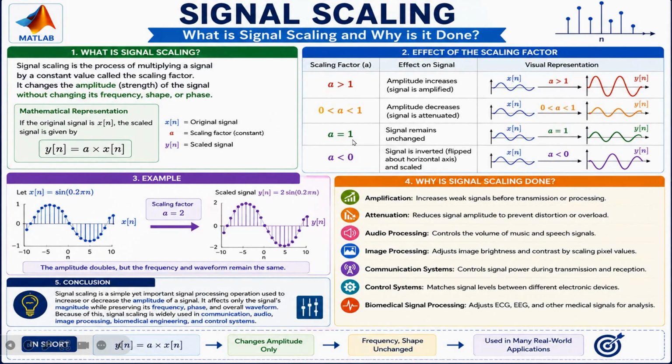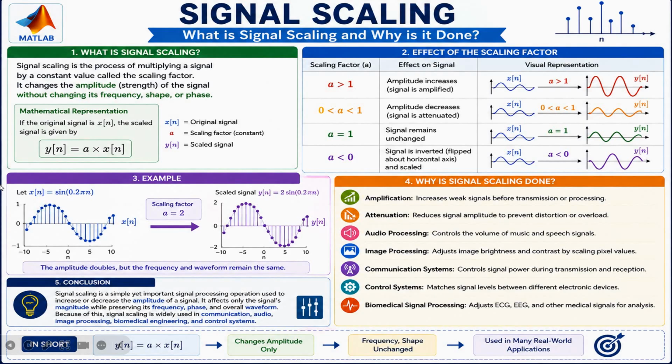Next, when a is equal to 1, you can represent it as a or alpha. Okay, I'll call it a. When a is equal to 1, the signal remains unchanged. That is, if it is equal to 1, then both the input and the output signal amplitude will be the same. Next, when a is less than 0, the signal is inverted, that is, it is flipped about the horizontal axis and it is scaled. So here this is x of n. When a is less than 0, the signal will be flipped.